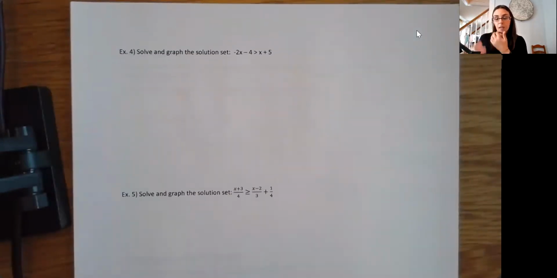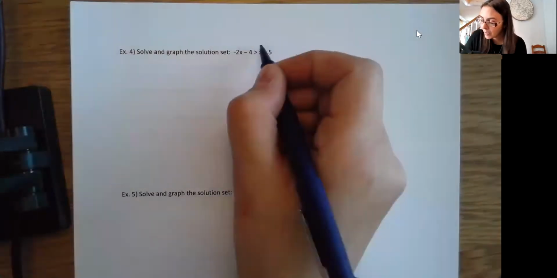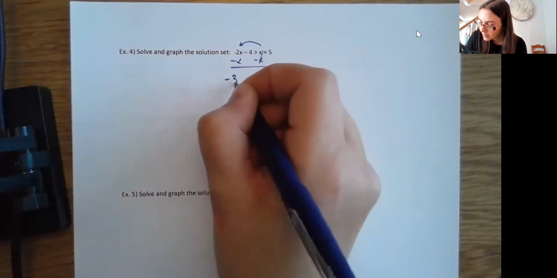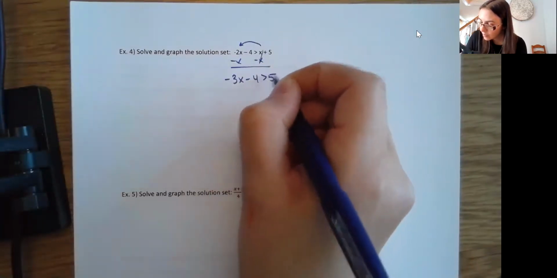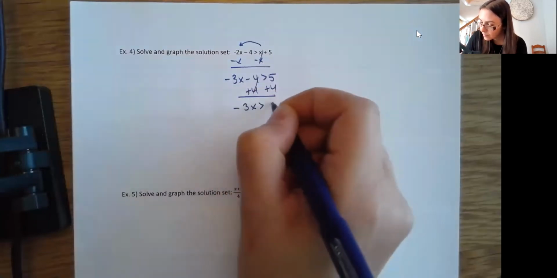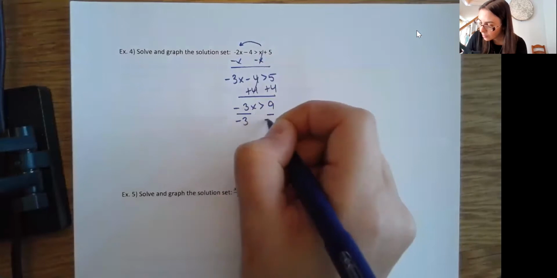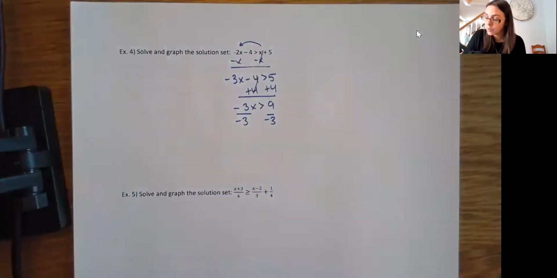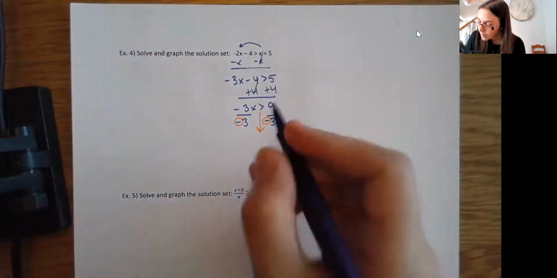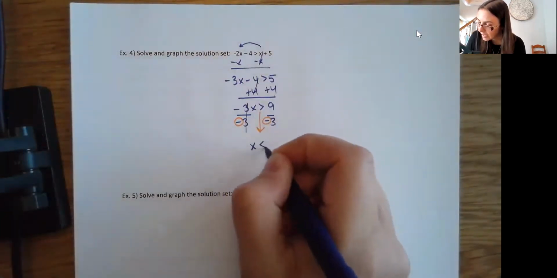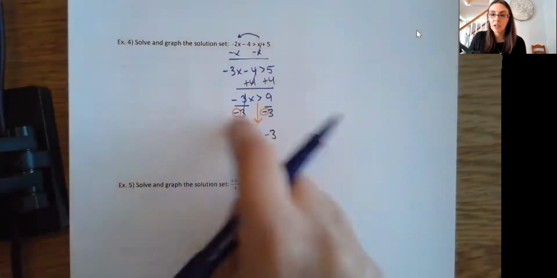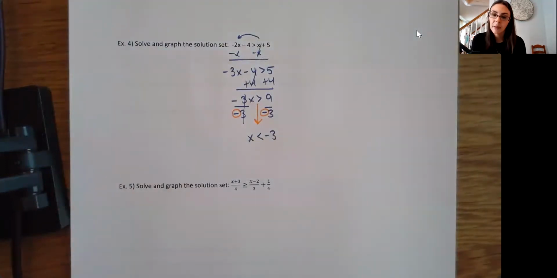All right, let's do another one. Same thing here, but I'm just going to solve. I'm going to bring my x's to the left first. -3x minus 4 is greater than 5. I'm going to add 4 to both sides. And I'm going to divide by -3. Now here again, I happen to divide by a negative, so I'm going to make sure I flip that sign. So I have x is less than -3 for my answer. Notice that subtraction doesn't matter, addition doesn't matter. It's only if you multiply or divide by a negative.